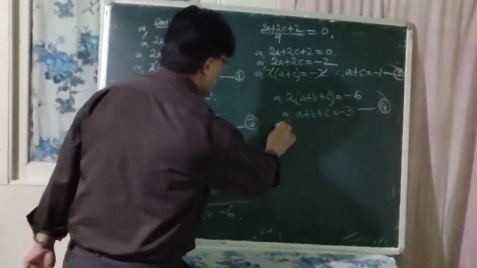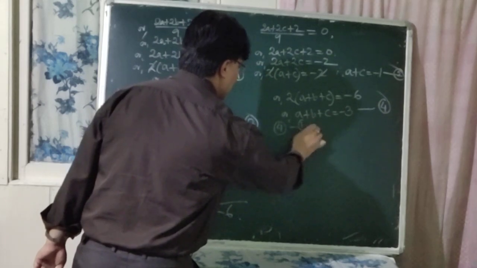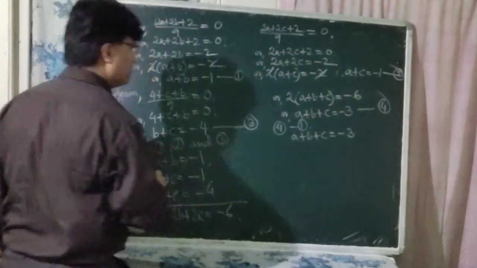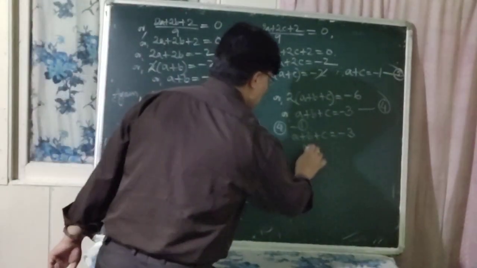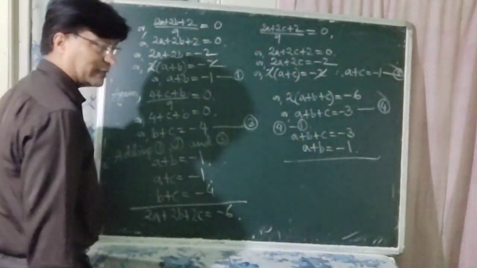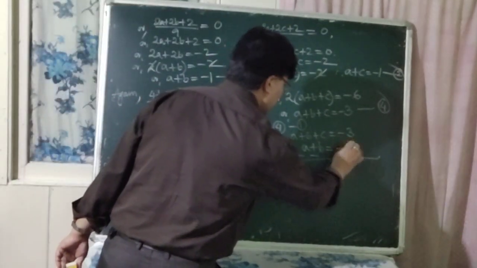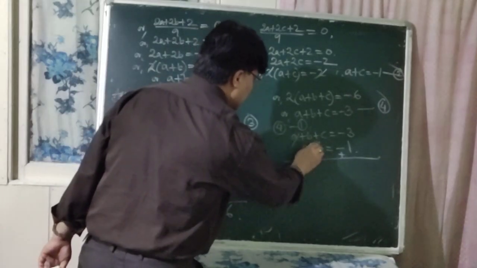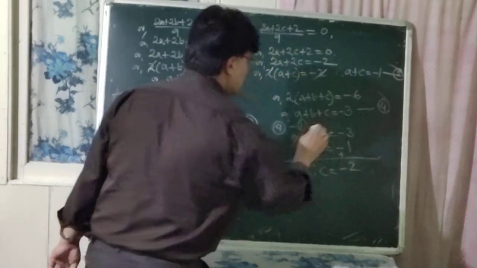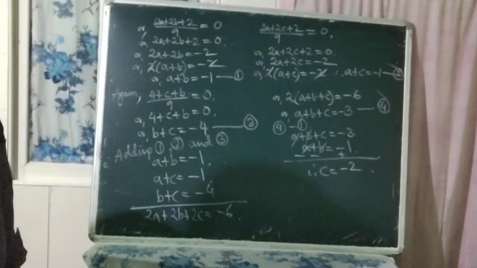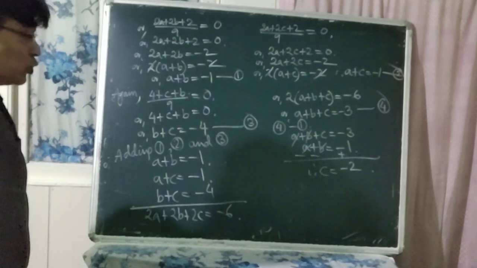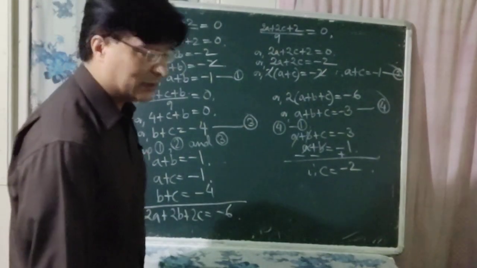4 minus 1, that is you can write A plus B plus C is equal to minus 3. Then write number 1, A plus B is equal to minus 1. So you can subtract them, minus minus, this is plus. So what do we get? A gets cancelled, B gets cancelled. So C is equal to, what is it? C is equal to minus 2. Is that clear?